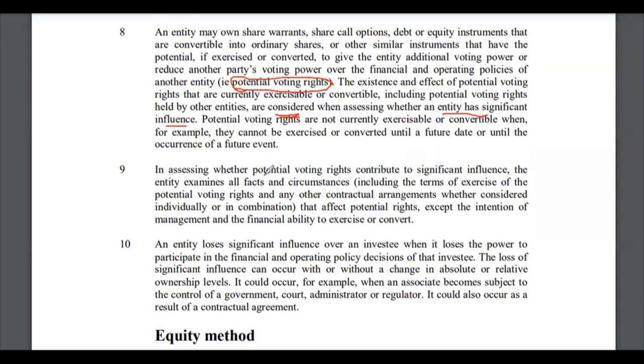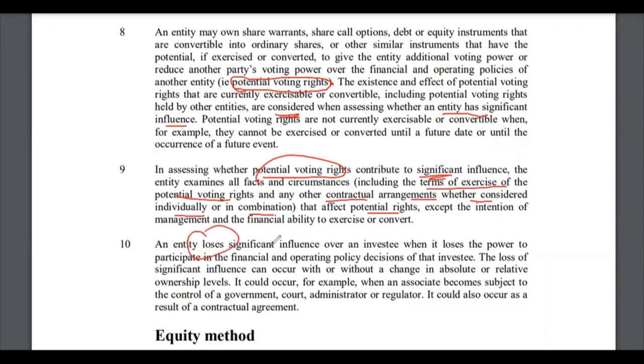Then there's a further assessment for potential voting rights, right? Whether they contribute to significant influence or not. Those factors will be the terms of exercise of potential voting rights and any other contractual arrangements, whether considered individually or in combination, that affect potential voting rights, right? So they have further elaborated on how you need to consider potential voting rights and how they will have an impact on significant influence. One factor they clearly mentioned was the term of exercise, maybe the duration of the exercise, and any other factor that could help assess potential voting rights.